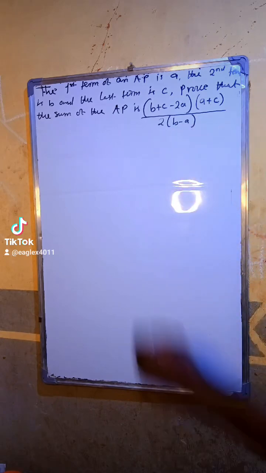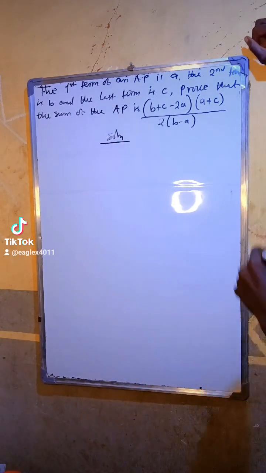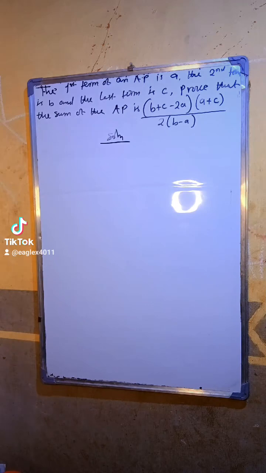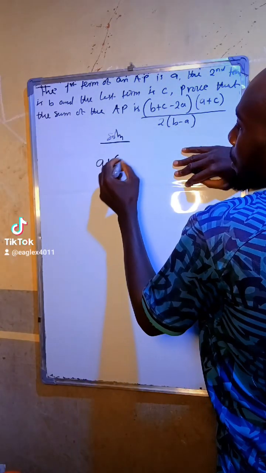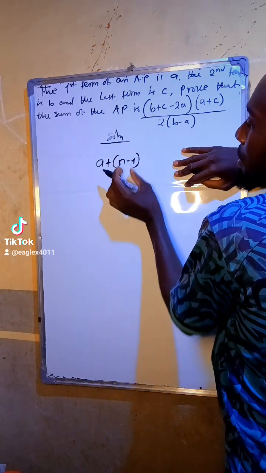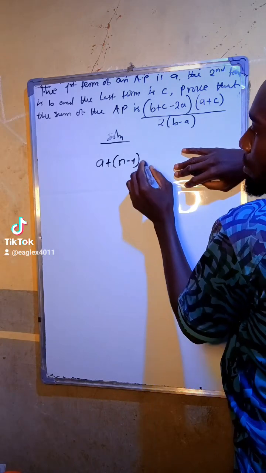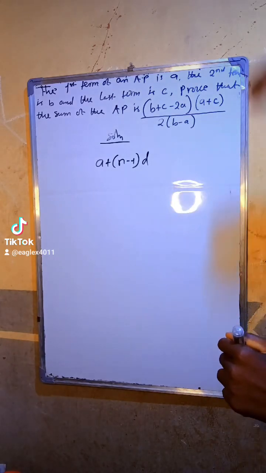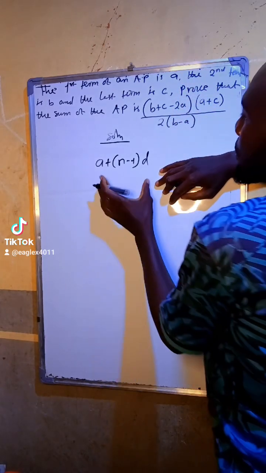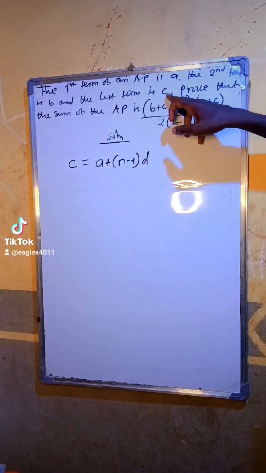Okay. Solution. Don't forget our arithmetic formula. Our arithmetic formula is A as the first term plus the term, that is the term multiplied by the difference. Okay, from here we can see that our last term is C from the given equation.